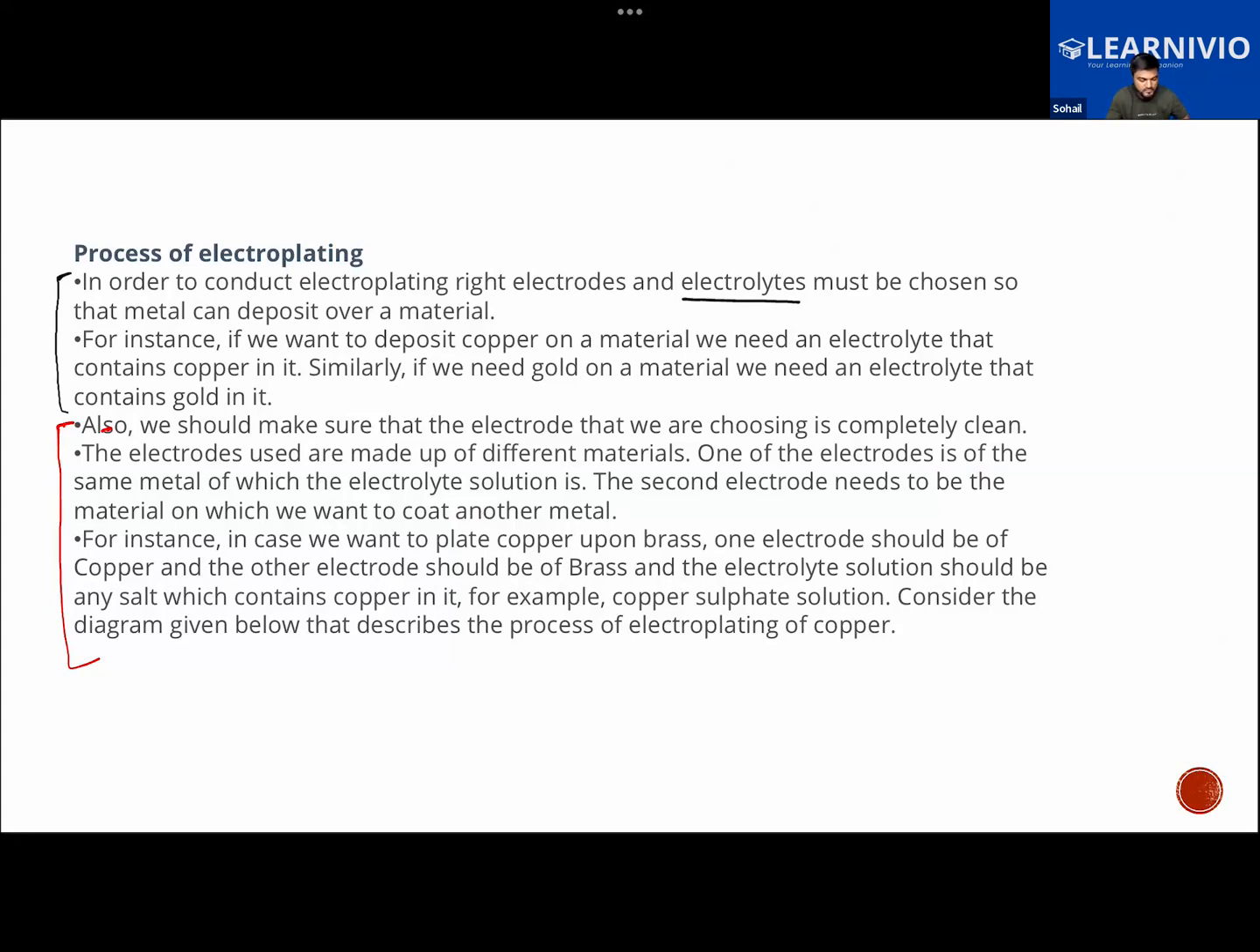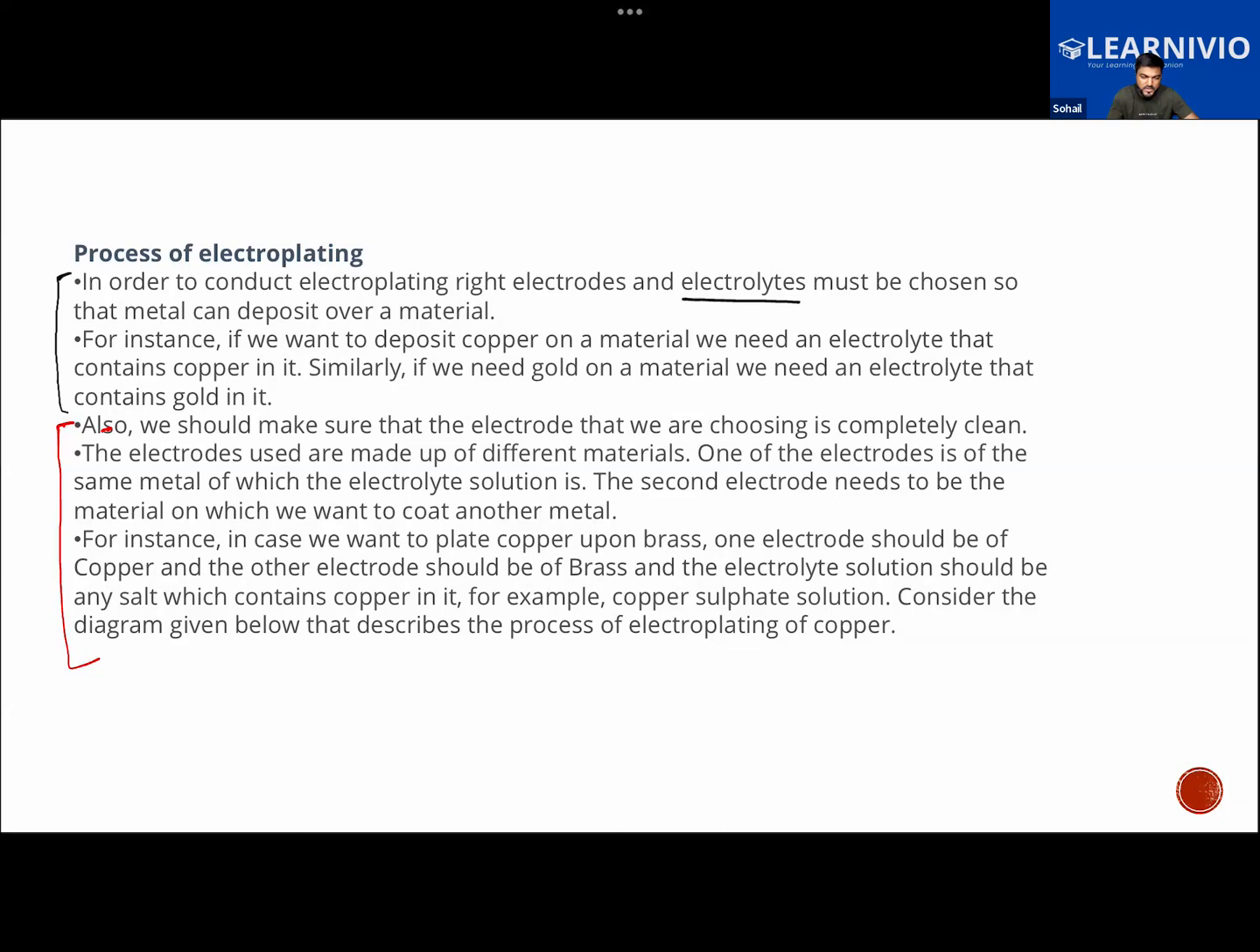Okay, sir. For instance, in case we want to plate copper upon brass, one electrode should be of copper and the other electrode should be of brass, and the electrolyte solution should be of any salt which contains copper in it. For example, copper sulfate solution. Consider the diagram given below that describes the process of electroplating of copper.